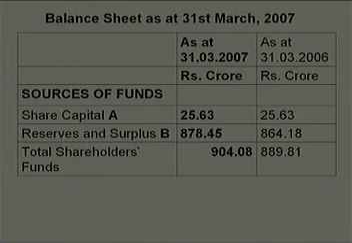Then comes reserves and surplus. The information on this is available in Schedule B. So, the total shareholders fund would be A plus B, which is equal to 904.08 as of 31st March 2007, whereas it was 889.81 as of 31st March 2006. Here also you will have normally figures for this particular date as well as the same date in the previous year, so that the comparison becomes easy.